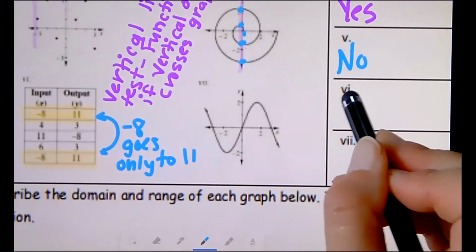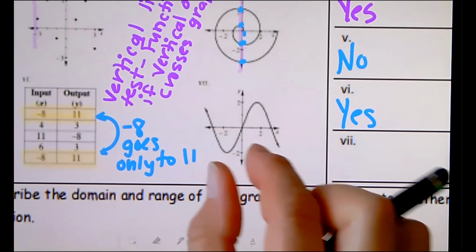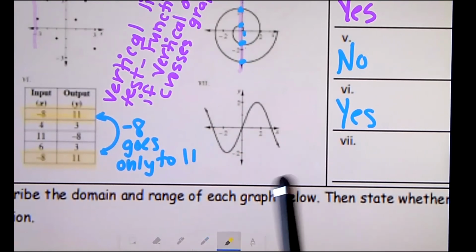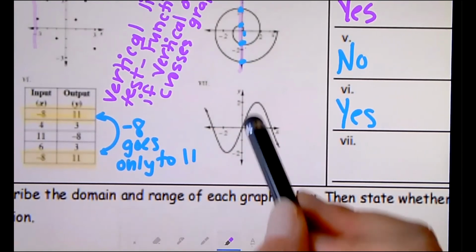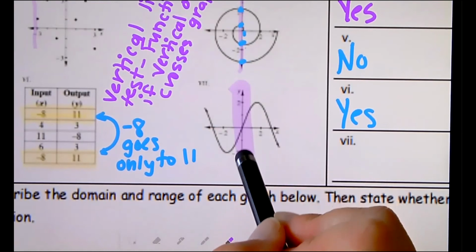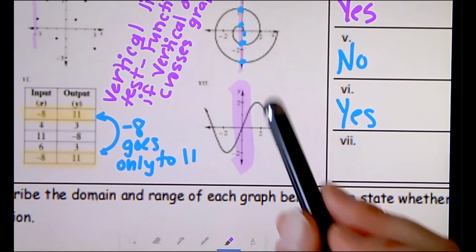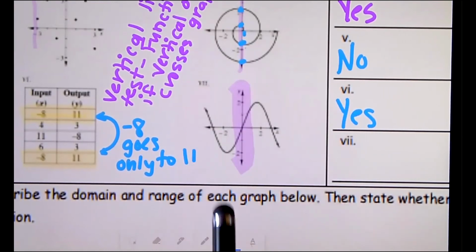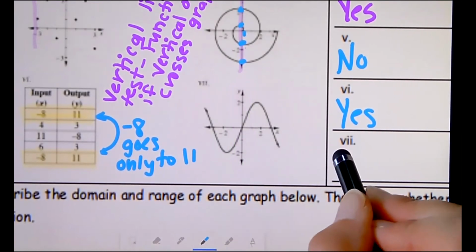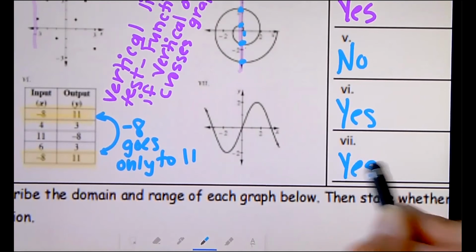So this will be yes. And this one here, again, let me get a vertical line. So if I draw a vertical line, no matter where I draw my vertical line, it's only going to touch one spot. So this is a yes.